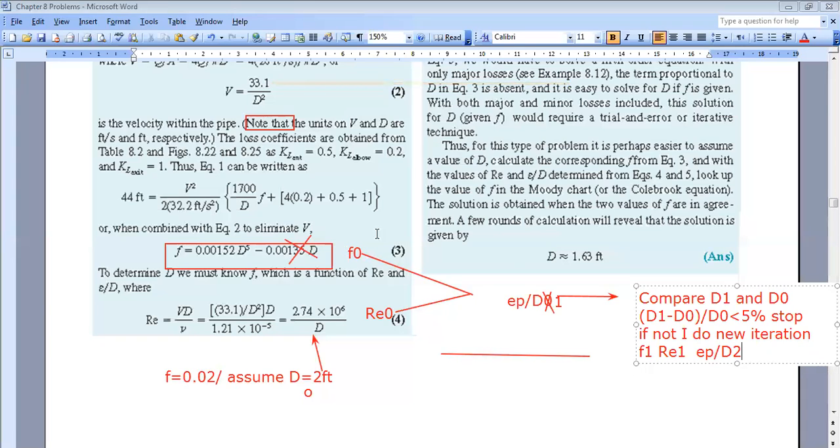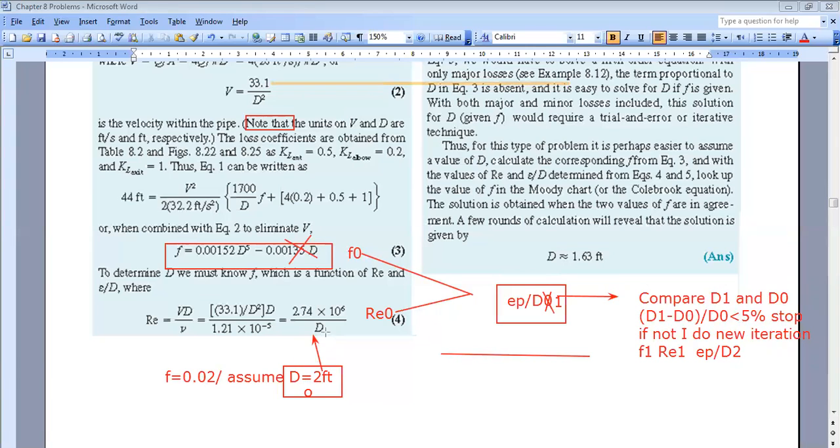Doctor, this time, how much should we put d1? How much should we approximate it? No, d1 you don't approximate it now. You got it from the Moody chart. You only do a first approximation, which is the first assumption only. This is the only assumption you should do. After this, no assumptions. From Moody chart, you do your calculation.